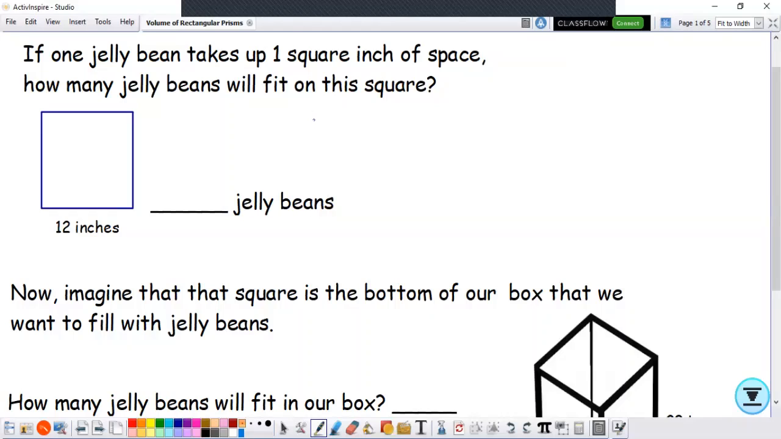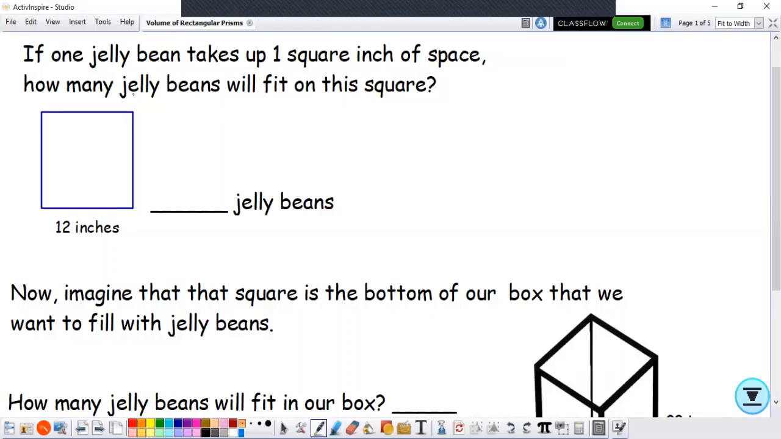Before we take a look at finding the volume of a rectangular prism, let's think about what happens when we fill a box full of jelly beans. How can we determine how many jelly beans will fill the box? Well, let's start with something basic.